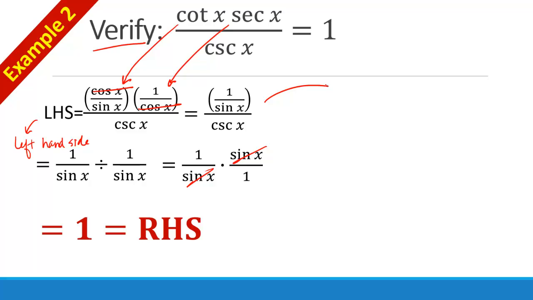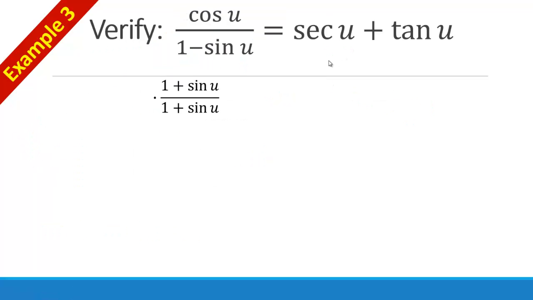Alternatively, you could have said, well, I know that this and this are the same thing, so cosecant divided by cosecant is 1. Either way, you get the same thing. You get 1 on this side, which is equal to the 1 on that side. So that's what you want to do. You want to get both sides equal.